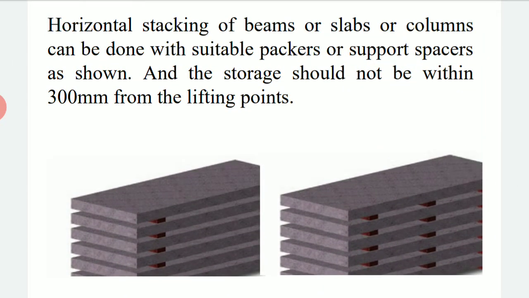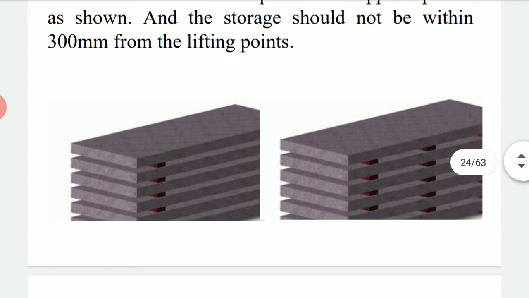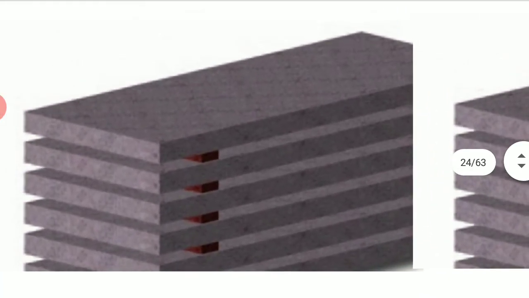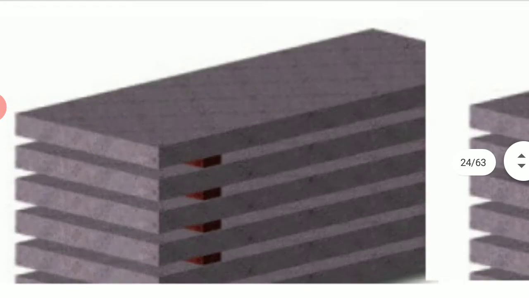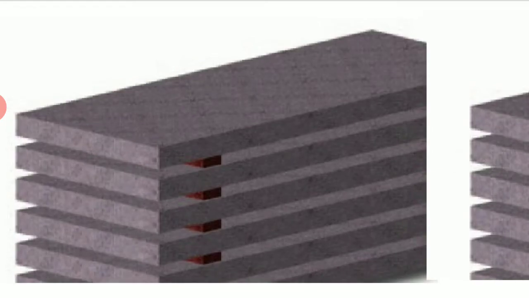And here the horizontal stacking of beams or slabs or columns can be done with suitable packers. Whatever gap portions there are from one member to the other can be filled by using these packers or support spacers. It maintains certain gaps between one member and the other. So here also you can see in the image, right? That brown colored wooden strip is what the packers are, or we can even call them support spacers.